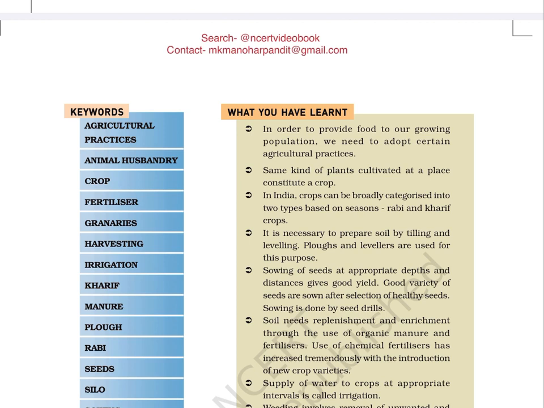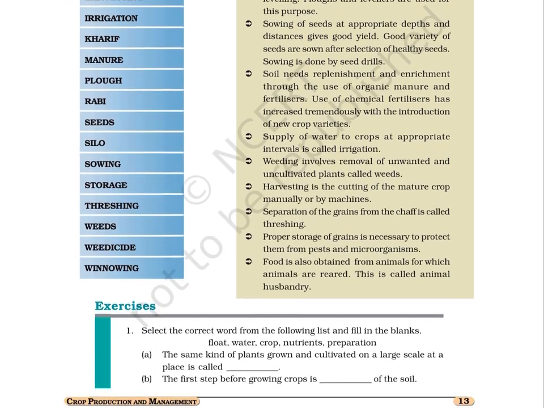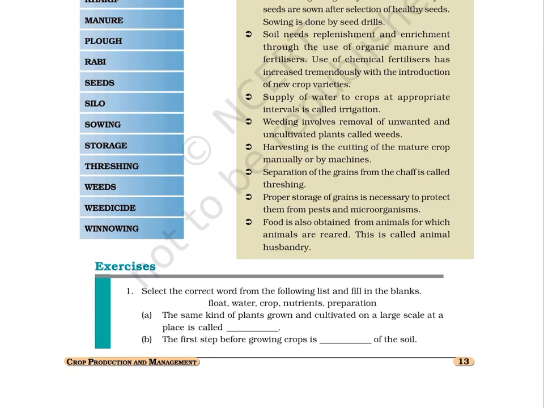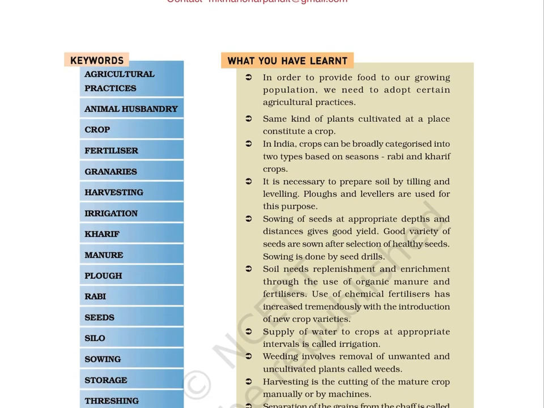Keywords: agricultural practices, animal husbandry, crop, fertilizer, granaries, harvesting, irrigation, kharif, manure, plough, rabi, seeds, silo, sowing, storage, threshing, weeds, weedicide, winnowing. What you have learnt. In order to provide food to our growing population, we need to adopt certain agricultural practices. Same kind of plants cultivated at a place constitute a crop. In India, crops can be broadly categorized into 2 types based on seasons, Rabi and Kharif crops.